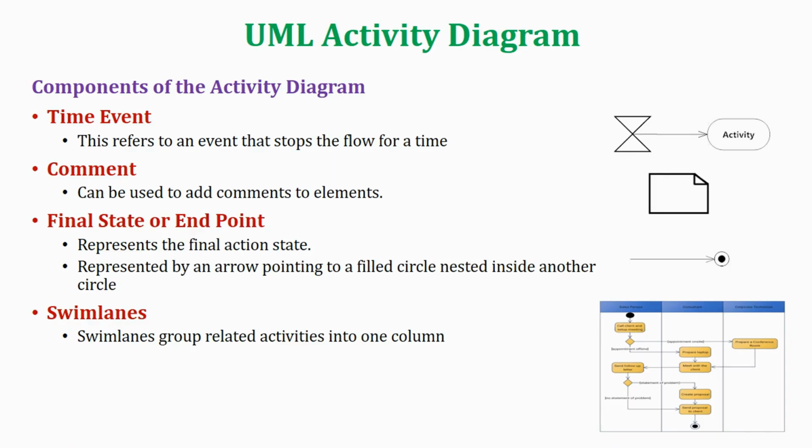The next component, time event. This refers to an event that stops the flow of time. And the next one is comment. It is used to add comments to the elements. And next component, final state or endpoint. It shows the final action state. It is represented by an arrow pointing to a filled circle nested inside another circle. It looks like an eyeball. And swimlane. The swimlane groups the related activities into one column.